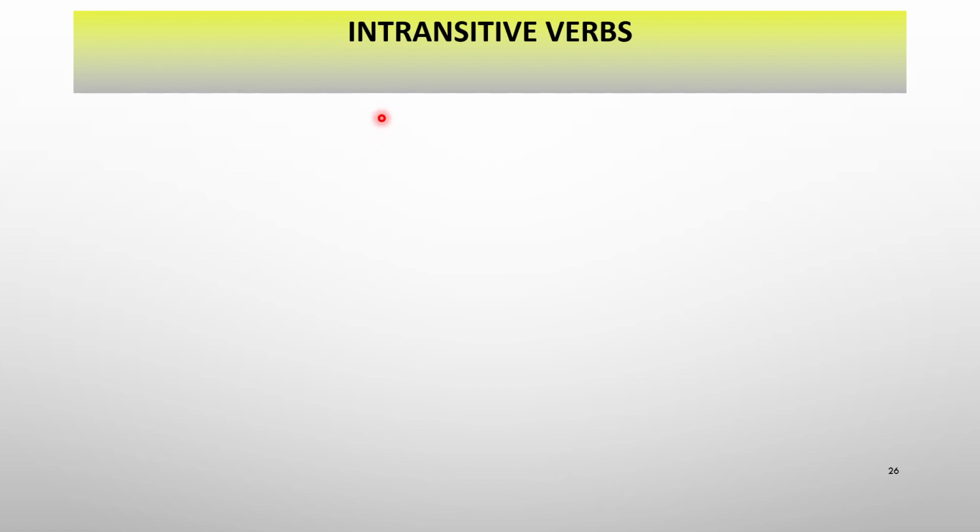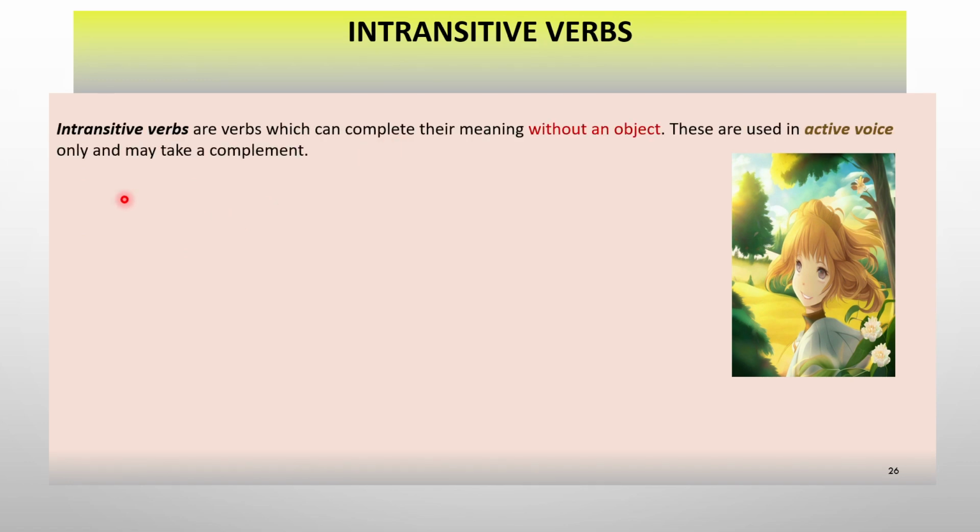Now we shall be learning about intransitive verbs. Intransitive verbs are verbs which can complete their meaning without an object. So transitive verbs need an object. Intransitive verbs can complete their meaning without an object. These are used only in active voice and may take a complement. Like Mary laughed. The garden looks beautiful.